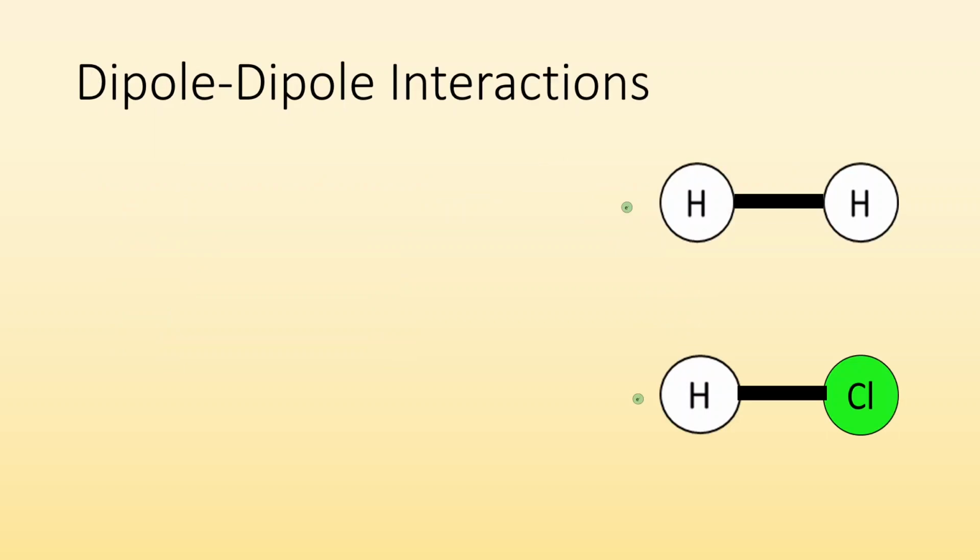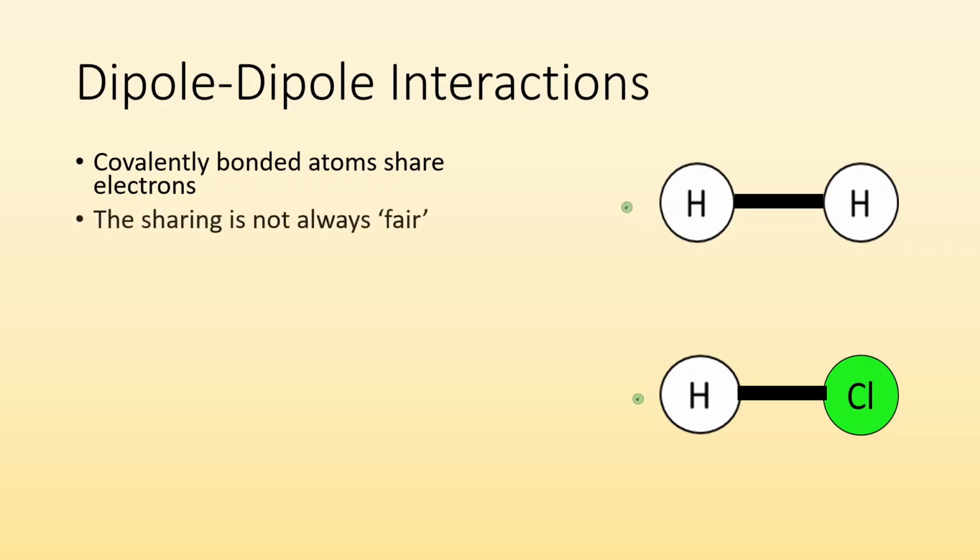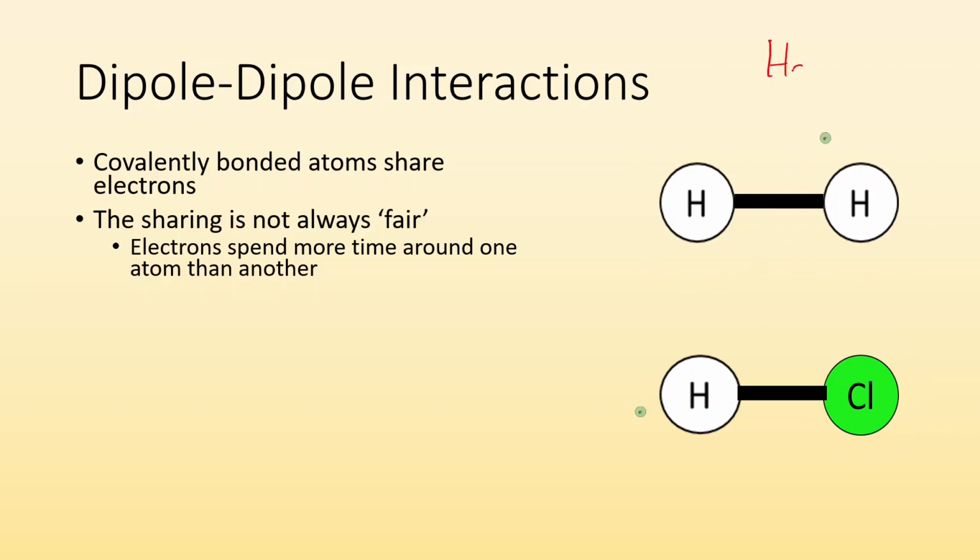All right, dipole-dipole interactions, the next type of IMAF. So we can have covalently bonded atoms, right? And they share electrons, but this sharing is not always fair or equal. Sometimes we have polar bonds where electrons spend more time around one atom than the other. So you can see in the H2 molecule up top, the electron is shared evenly between those two hydrogens, which means the charge is going to be evenly distributed.